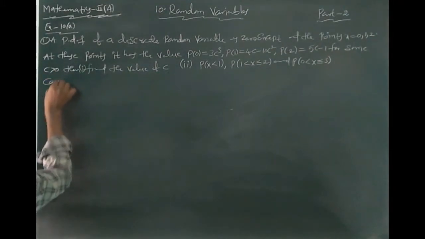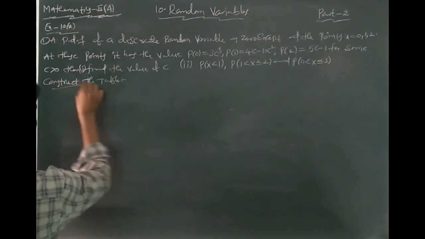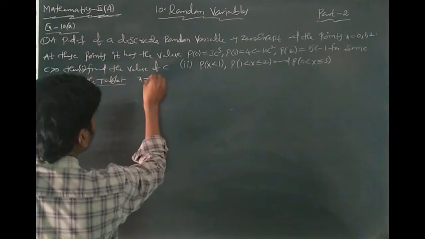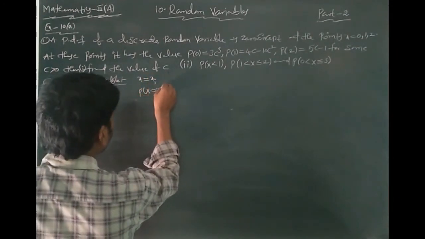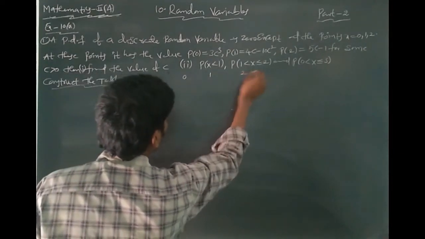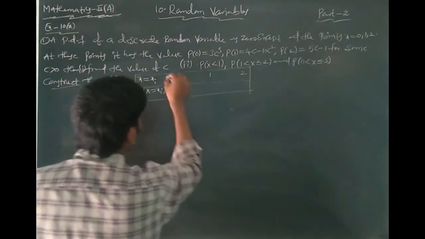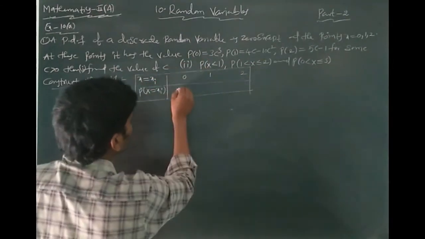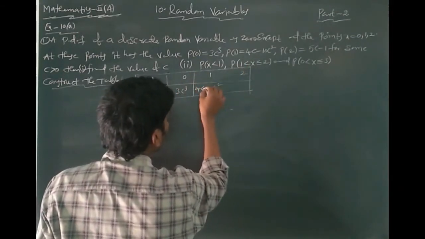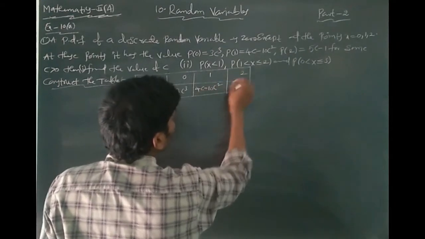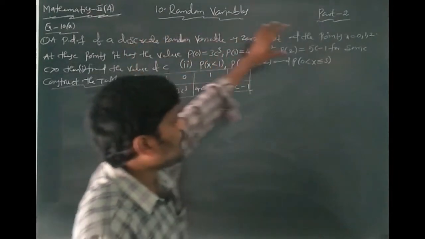How do we construct the table? Construct the table by using the given data. Here x equal to xi, and probability of x equal to xi, for 0, 1, 2. Here p of x equal to 0 is given as 3c cube. P of x equal to 1 is 4c minus 10c square. Similarly, p of x equal to 2 is 5c minus 1. After that, this total is the probability function.